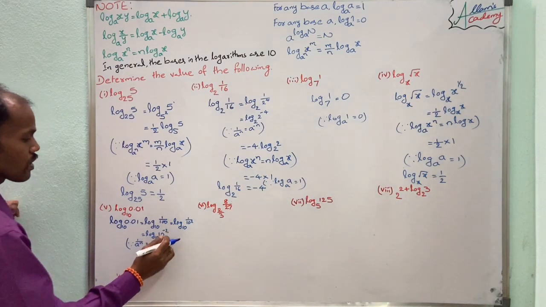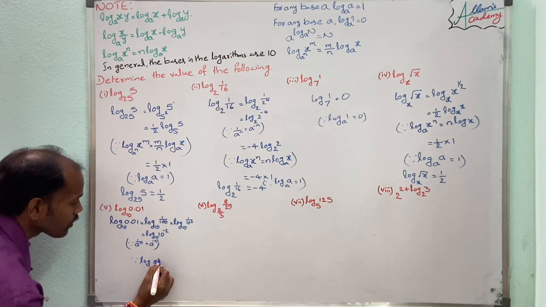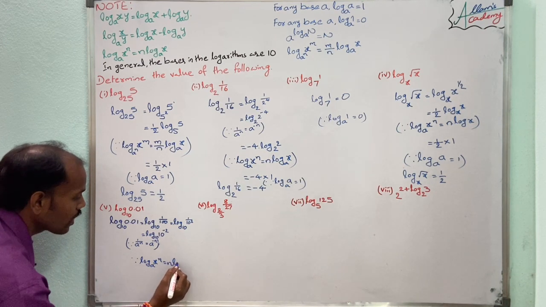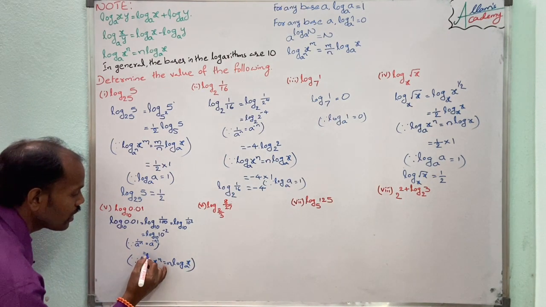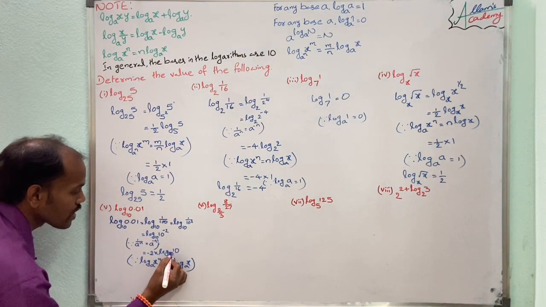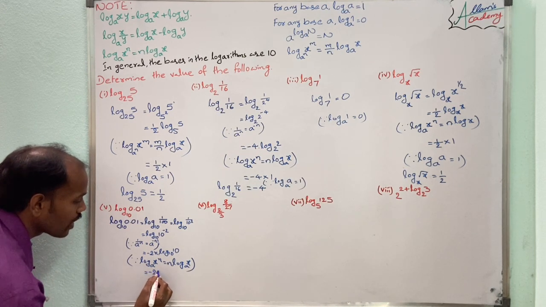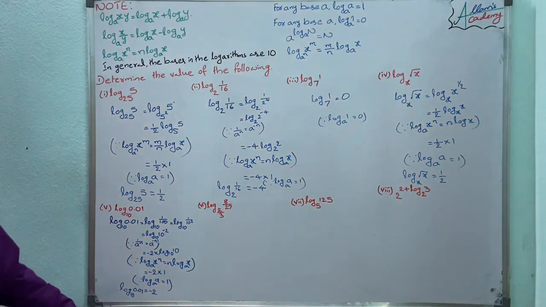So log x power n base a equals n log x base a. By using this formula we will write minus 2 into log 10 base 10. So we know that log a base a equals 1. So log 10 base 10 equals 1. So minus 2 into 1 is minus 2. So log 0.01 base 10 is nothing but minus 2.